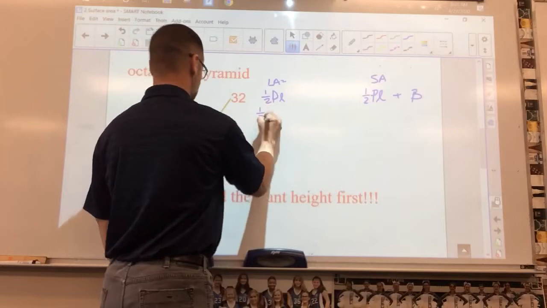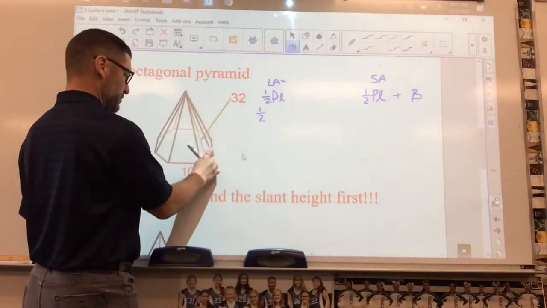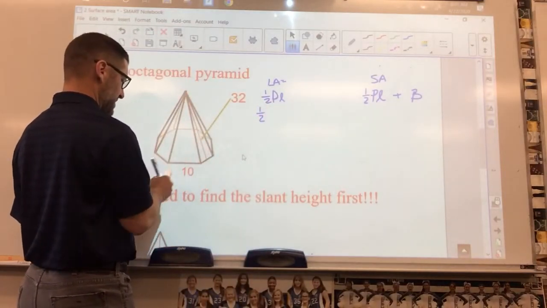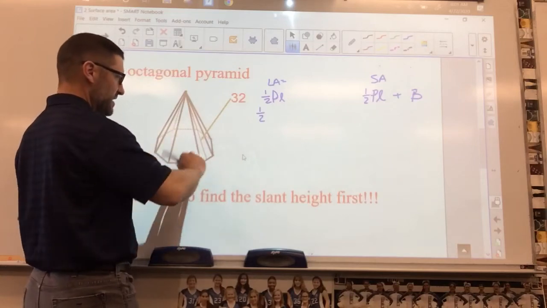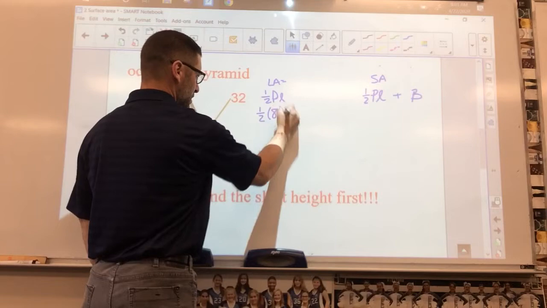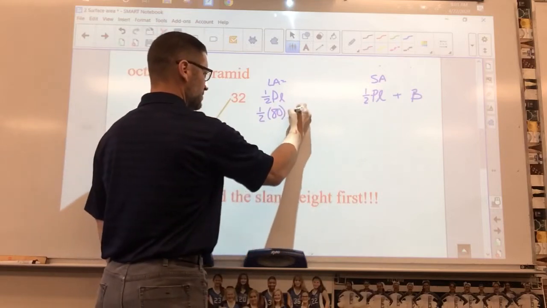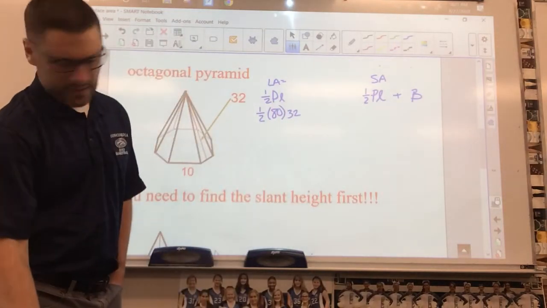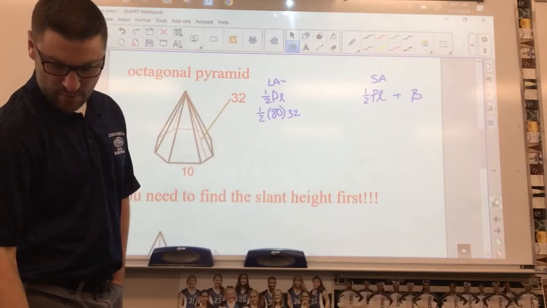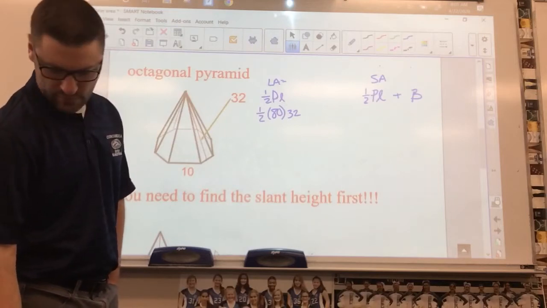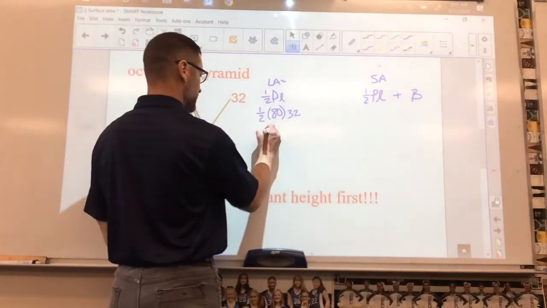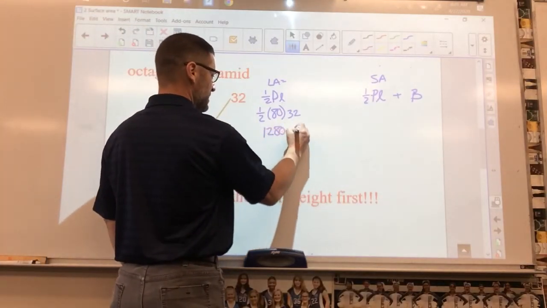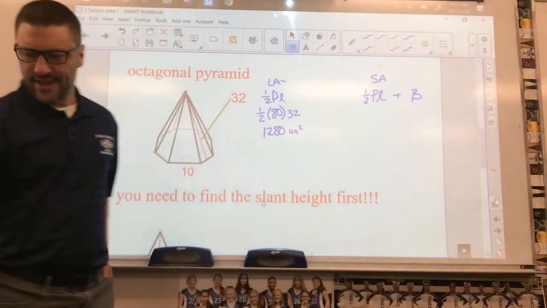So 1/2. The perimeter, well, 1, 2, 3, 4, 5, 6, 7, 8. It's an octagon. The perimeter is 10 times 8 or 80. And the slant height is 32. And that's a pretty easy problem to find the lateral area. Times 32. I got 1280 for this. 1280 square units.